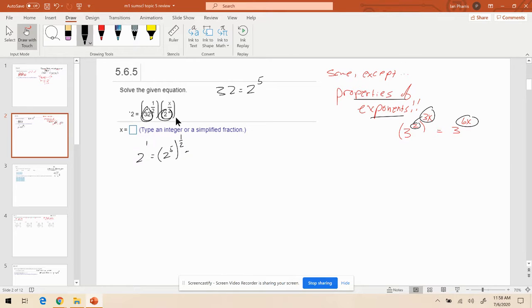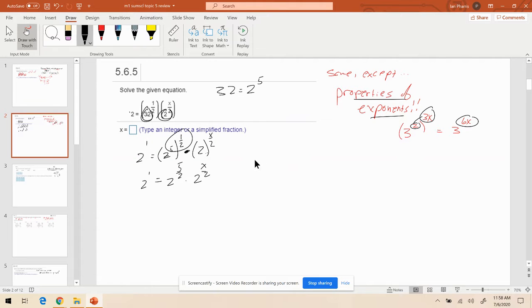And then I have a 2 right there, 2 raised to the x over 2. So I'm multiplying these like bases, so I add the exponents. But first, I have to multiply right there. It's 2 to the 5 over 2. 5 times 1/2 is just 5 over 2, times 2 to the x over 2. And I have on this side 2 to the first.